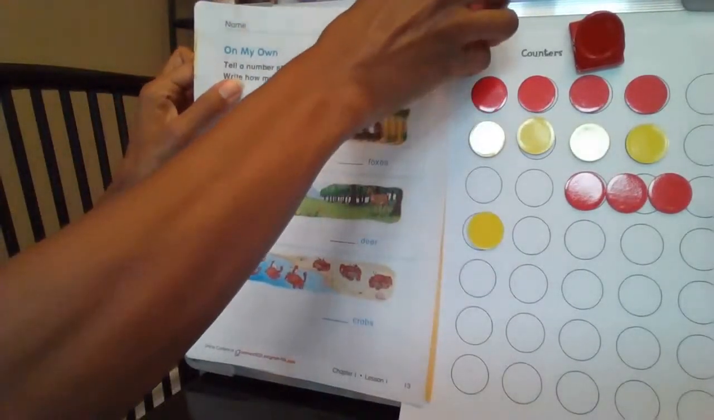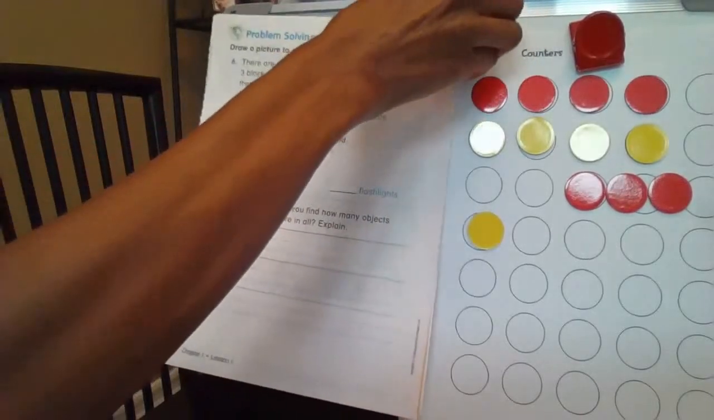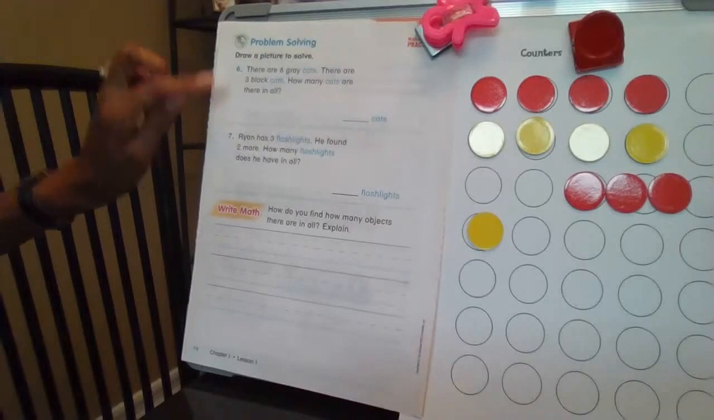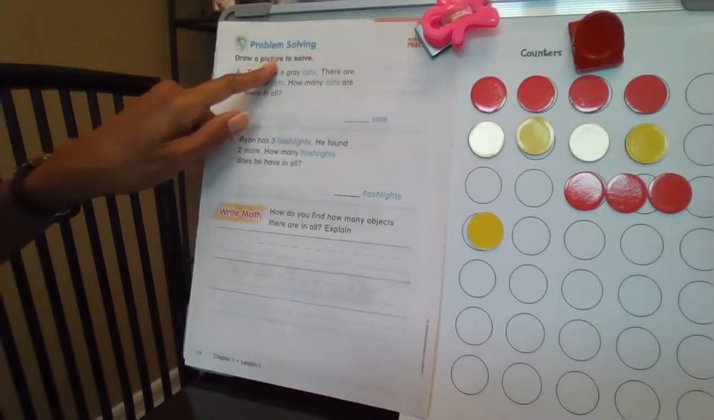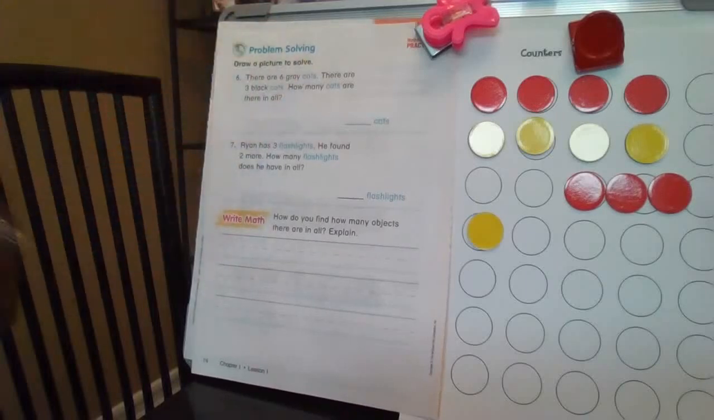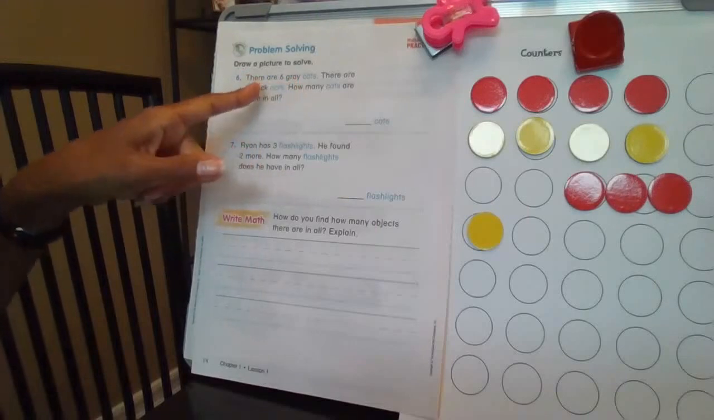And then on the other side is problem solving. For number 6 and 7, you are going to draw a picture to solve. When it says solve, that means you're going to come up with the answer to the story problem.